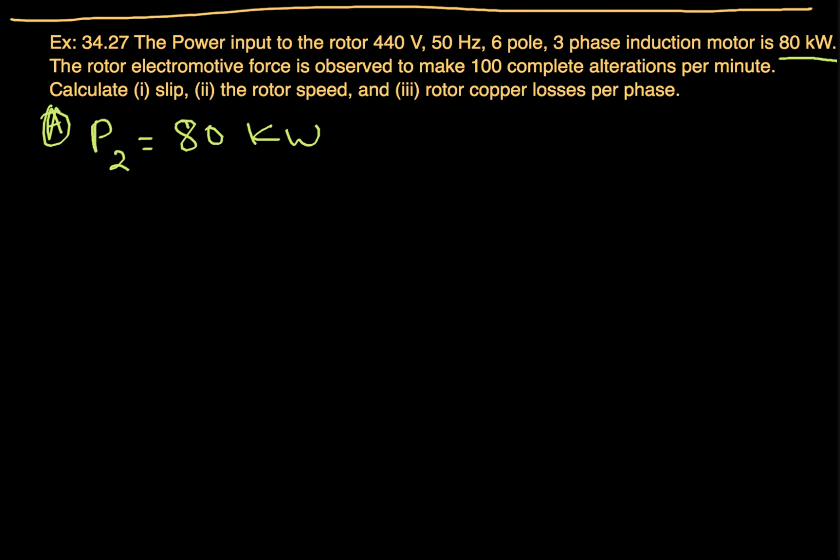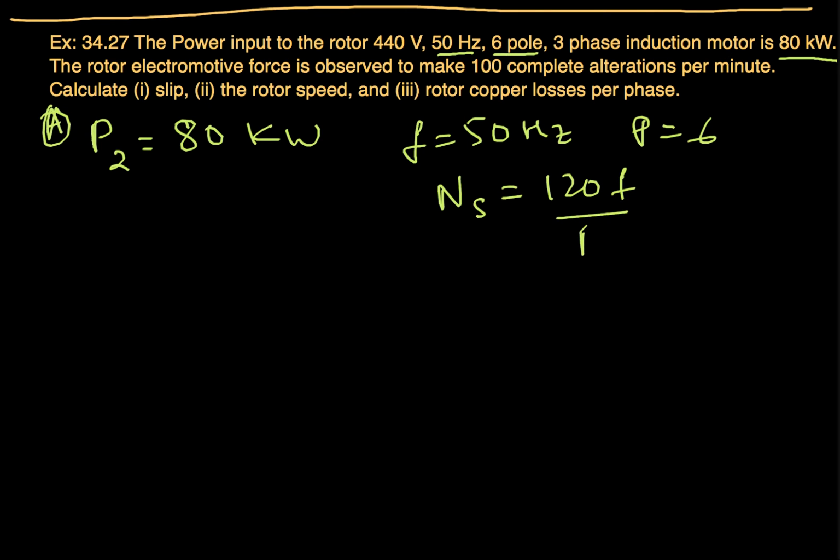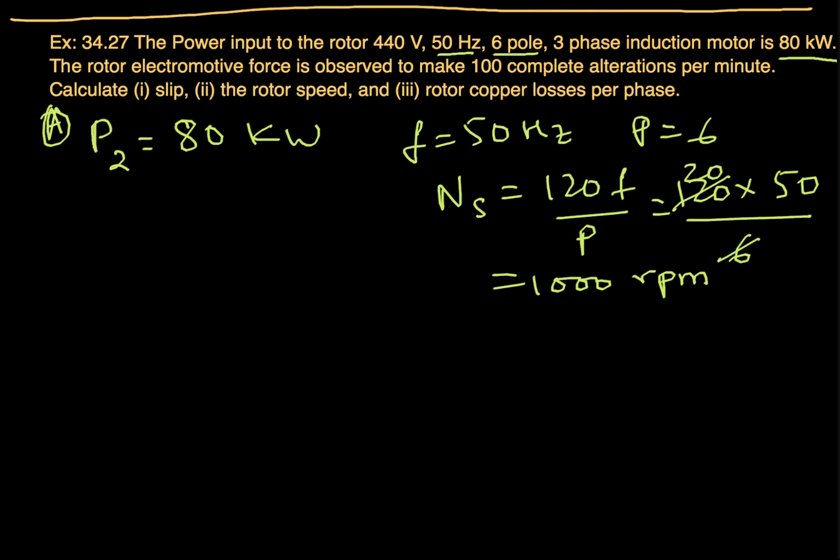Now, the frequency is 50 hertz, that's also given. And if it is a 6 pole machine, poles are 6, so then what is the synchronous speed? It is 120 F by P, 120 into 50 divided by 6. So 6 goes 20 times, and this is 1000 revolutions per minute. I just calculated the synchronous speed. Maybe this will be useful for us in the later part of the problem.